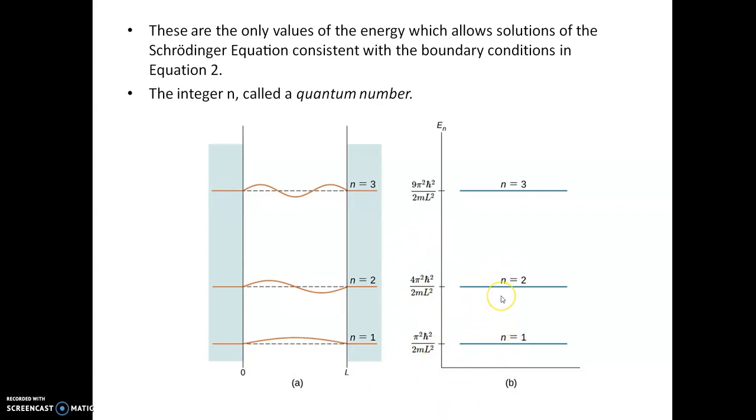Suppose the particle is existing in the first excited state, then n will be equal to 2. So in that case, energy will be E2, which is equal to n squared, which is 4 pi squared h cross squared by 2m L squared. Suppose it were to be existing in the second excited state, then the energy will be equal to 9 pi squared h cross squared by 2m L squared.